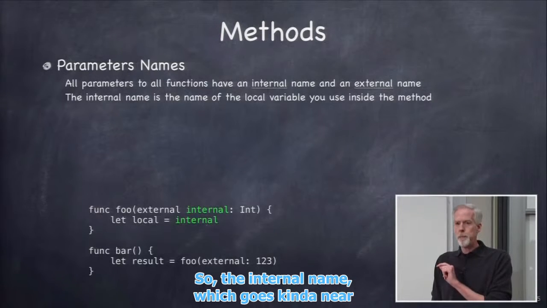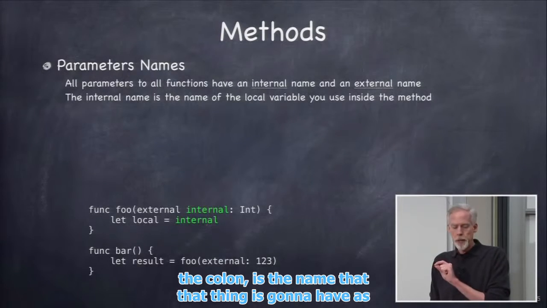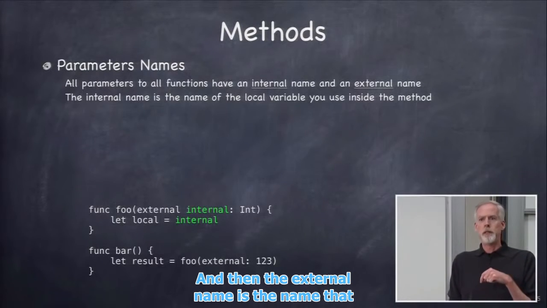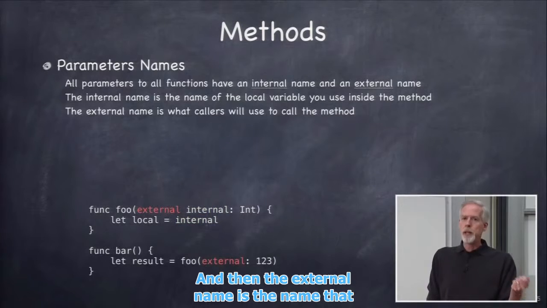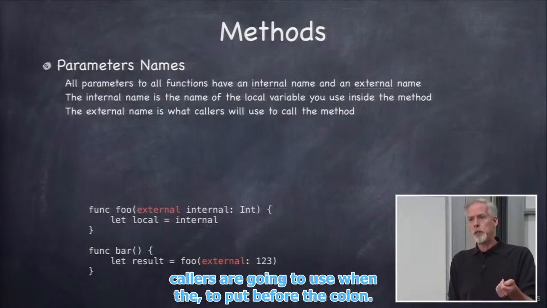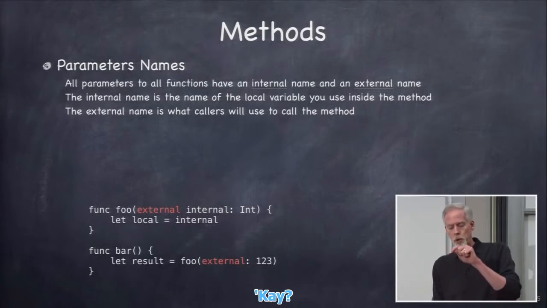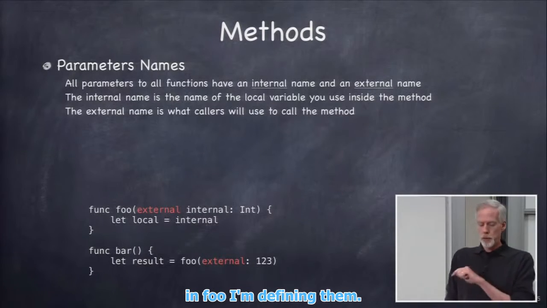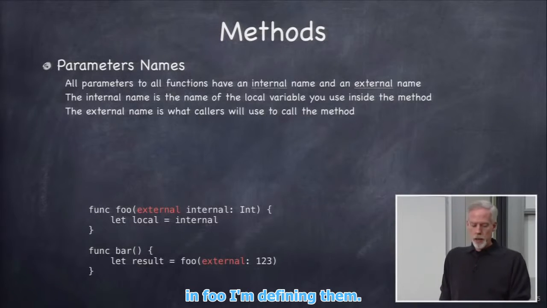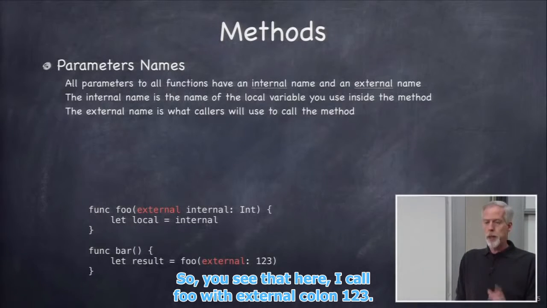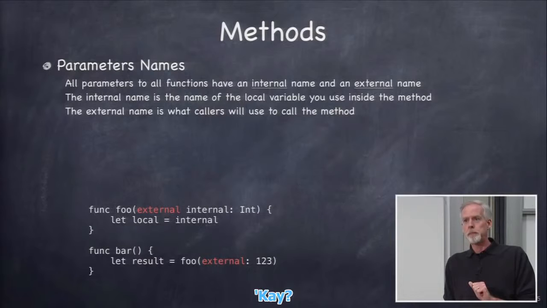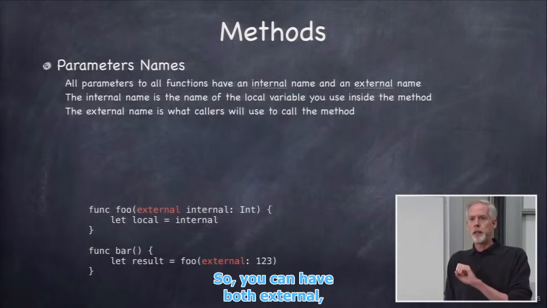The internal name, which goes near the colon, is the name that thing is going to have as a local variable inside the method. That's its internal name. And then the external name is the name that callers are going to use before the colon when they call the thing. So in bar there, I'm calling things, and in foo, I'm defining them. So you see that here, I call foo with external colon 123, even though internal to foo, that thing is called internal. Okay? So you can have both external and internal names.